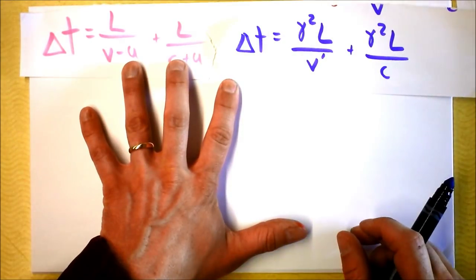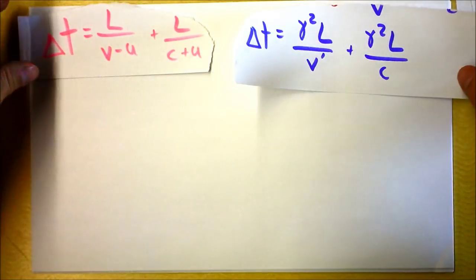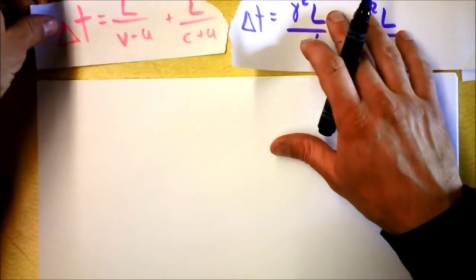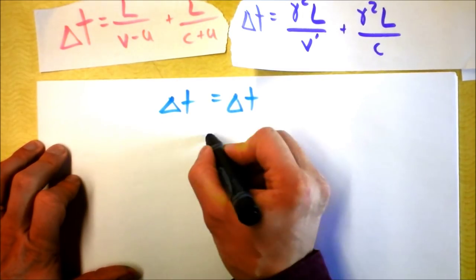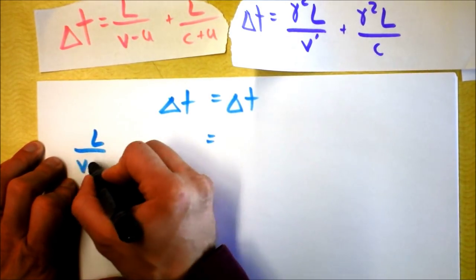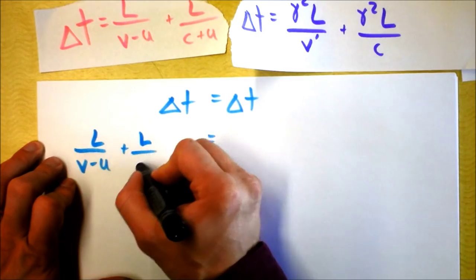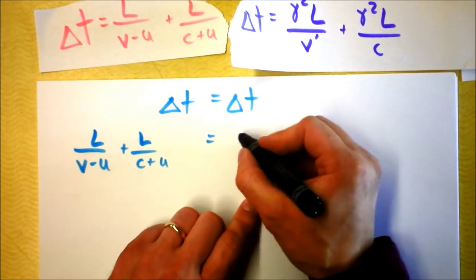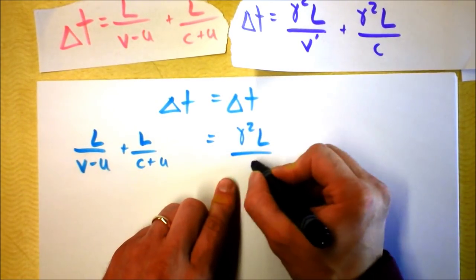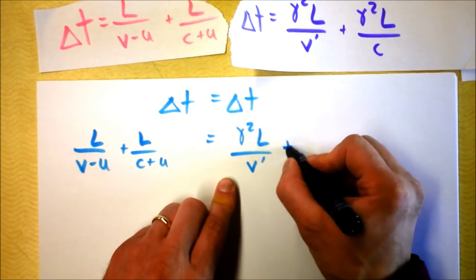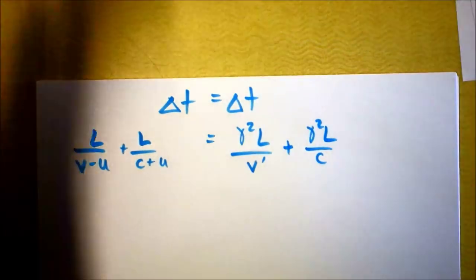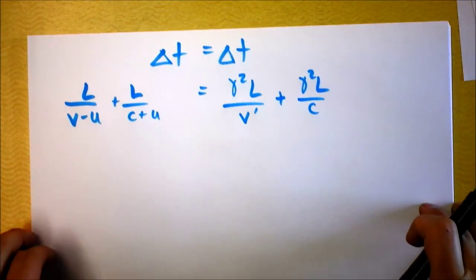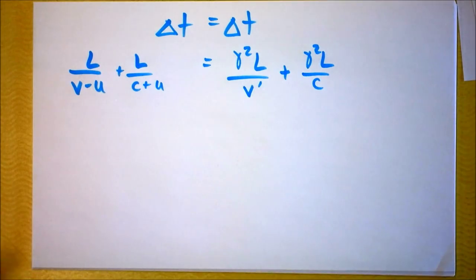These are both delta t's, and I'm gonna set them equal to each other. I'm gonna slide this down here so you can see. Delta t equals delta t, and I get L over V minus U plus L over C plus U on this side, and on this side, gamma squared L over V prime plus gamma squared L over C. Now, I'm gonna slide this back up so that we can see. That equation right there is the relativistic velocity transformation.